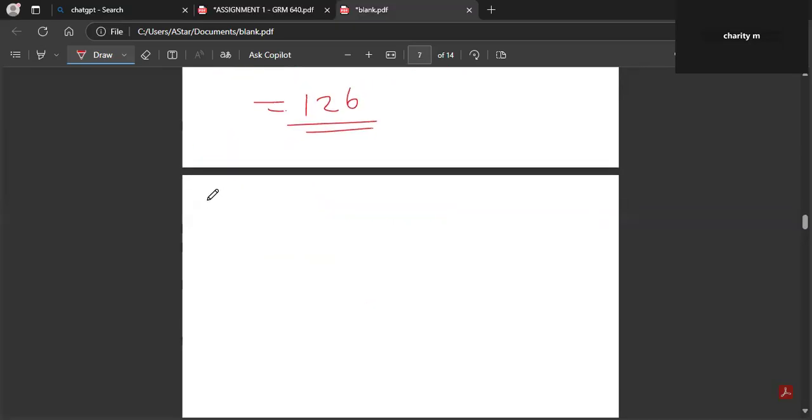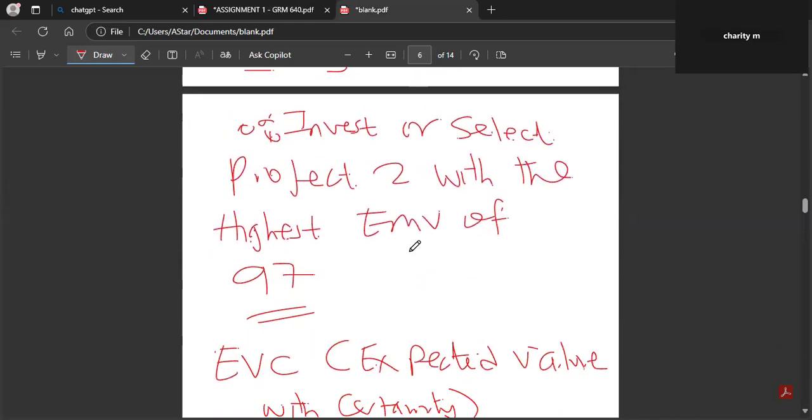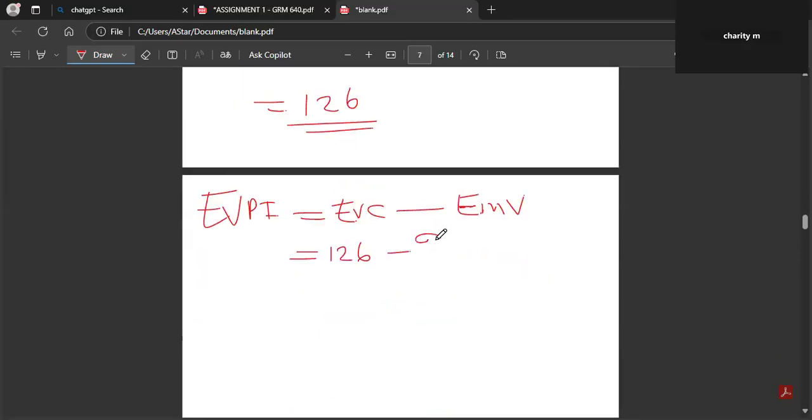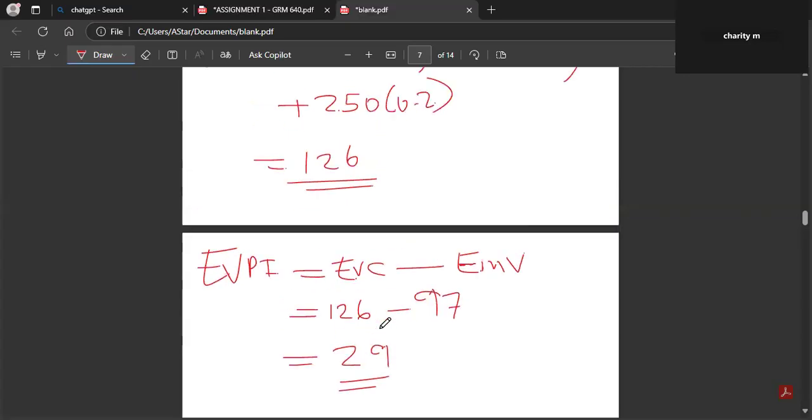So meaning expected value with perfect information. Expected value with perfect information is equal to expected value with certainty minus expected monetary value. That's a formula. So it will be 126 minus expected monetary value, which was 97.7. So we subtract those. 126 minus 97.7 is giving us 29.3. Are we together? Yes.